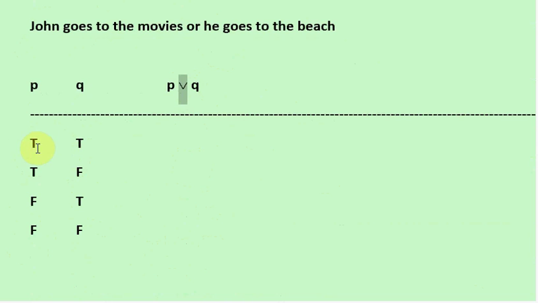Okay, then the truth values are over here on the left again. So the scenarios here are the same. We're dealing basically with 4 possibilities. They can both be true. So that would be the case in which it's true that he goes to the movies, and it's also true that he goes to the beach.